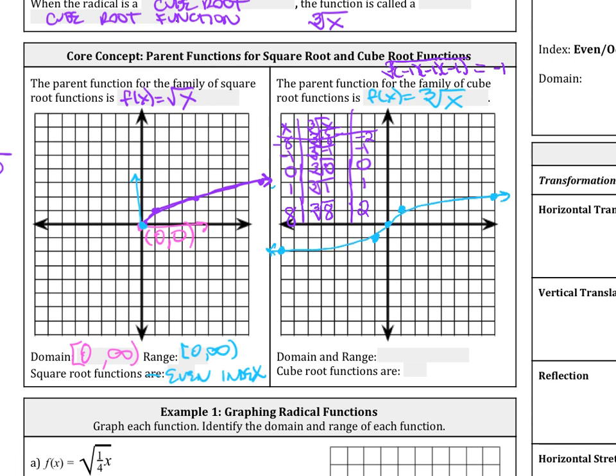Domain and range. Notice that it goes forever to the left, arrow to the left, which means negative infinity. And then down, also negative infinity. Then it goes to the right forever and up forever. My y's are continually increasing, my x's are continually increasing. So therefore, it is negative infinity to infinity for domain and range. Cube root functions have odd indexes.